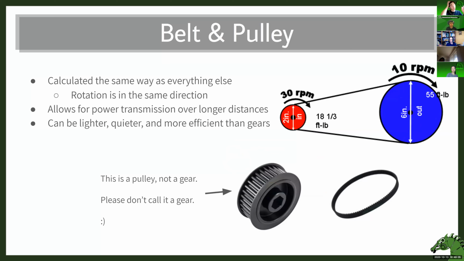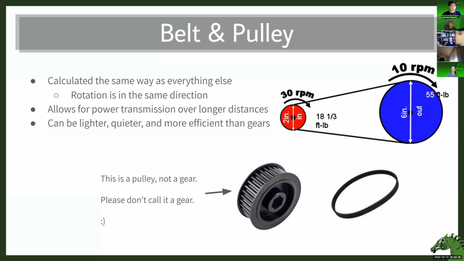But the main characteristic is this is a way to transmit power over long distances, and they can be quieter, lighter, and more efficient than gears, so you don't get as many losses in power through friction and noise. The way you calculate the ratio is the exact same as gears. Again, you can count teeth, look at the diameter, torque, RPM, and find the ratio.